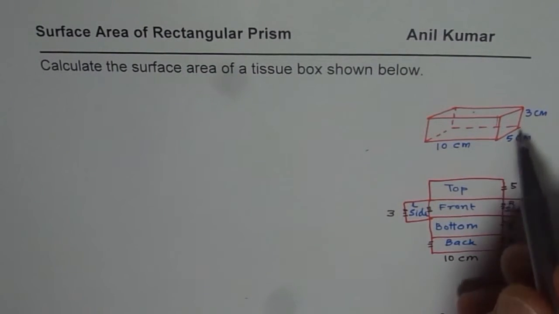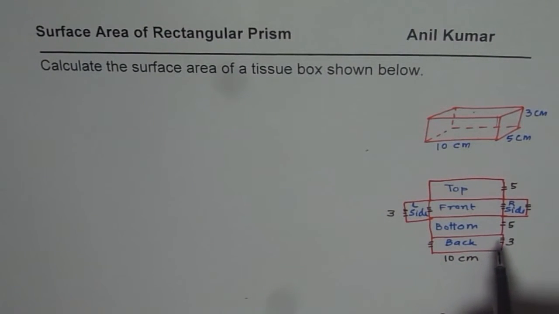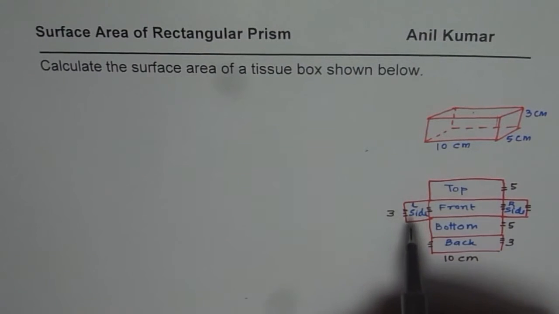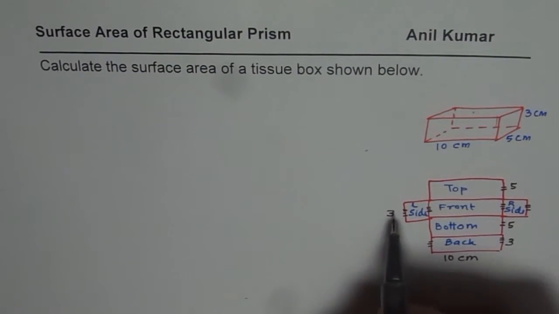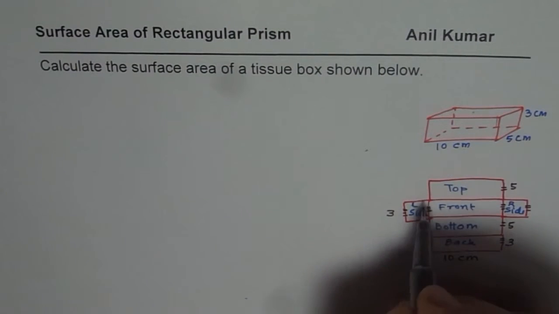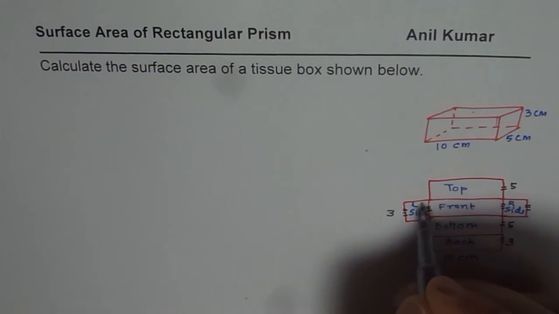Now that gives us the rectangle area. So what we can find here is the side which opens up. This is your side which opens up. It has 3 times 5. This length is 5, correct? So that is equal to top, which is 5, correct?